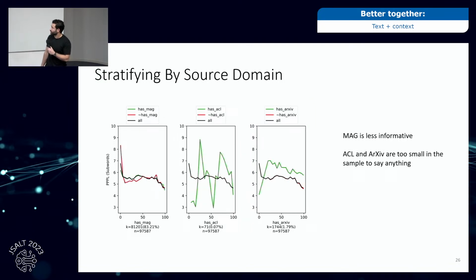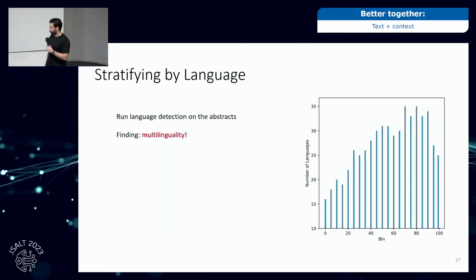For the other three sources, MAG is just really too big to make any claims about. Almost all the papers are from MAG, and so we can't make any claims about the papers not from it. And on the opposite end, ACL and arXiv, sources that we might commonly expect most papers to come from, are so small in our sample that we also can't make any claims about them. So we'll focus on PubMed and DOI for sources.